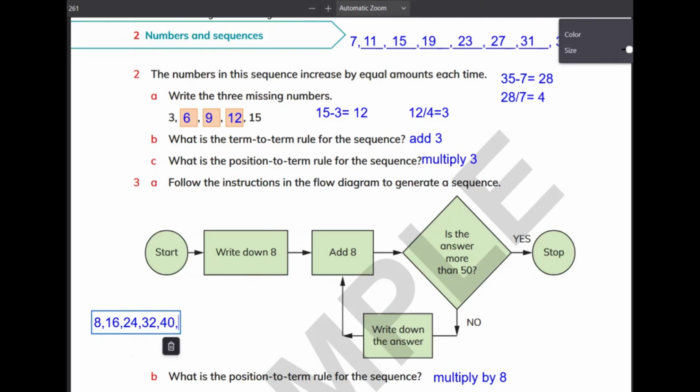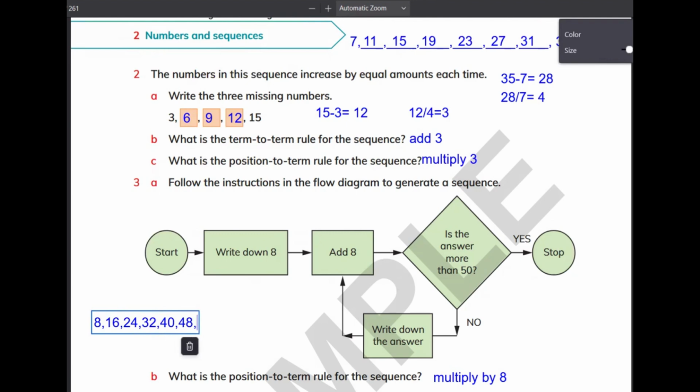And then you go again. 40 plus 8 is 48. Is the answer more than 50? No. So they say write down the answer. Write down the 48. Now you're going to add 8 again, and it is going to be 56. Is the answer more than 50? Yes. Then stop.